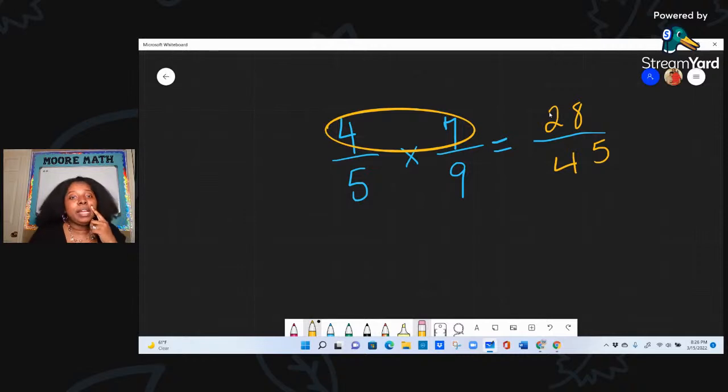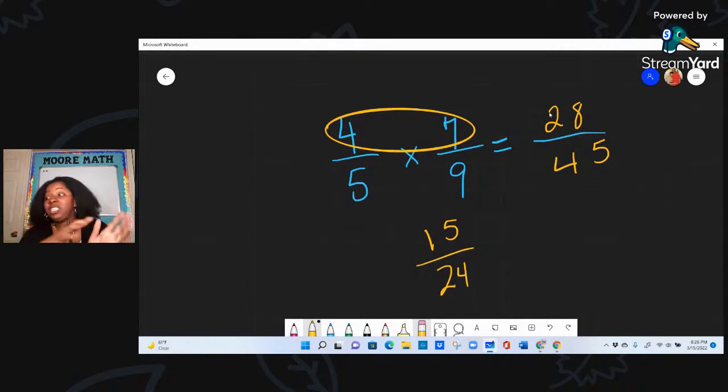Okay. So we get 28/45. Now, for those who requested multiplying fractions, let me know in the chat if you want me to do simplifying this, right? Because I can't remember the other one. 15/24, right? We could simplify that. So let me know if you also want me to go over simplifying. But multiplying, it's just that. We're just going to multiply straight across, and that's it.